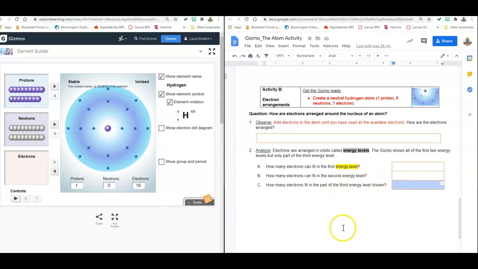All right, that's it for this assignment. Once you've completed all of your answers, you can go back to Canvas and submit this document, turn it in, and you will be done.